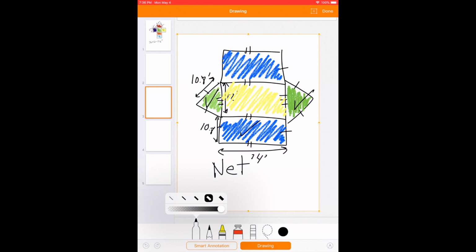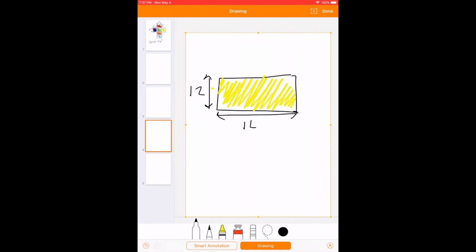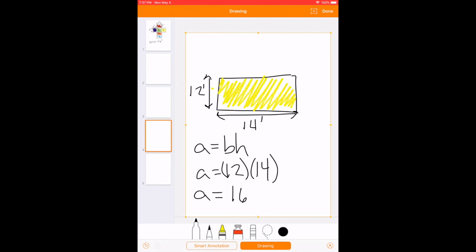Okay, so now we've found the two triangles, we've found the two blue rectangles, and all that's left is the one yellow rectangle. In order to find the area of the one yellow rectangle, again, we just need to find the base times the height in order to solve for the area of that shape. The height is going to be 12 and the base is going to be 14. So if I do 12 times 14, I'm going to get 168 feet.